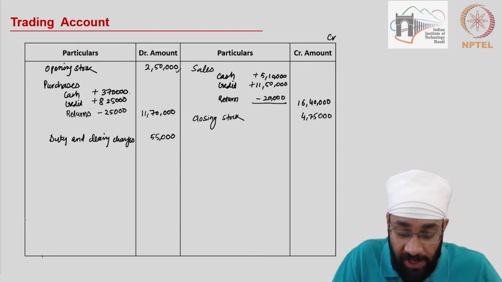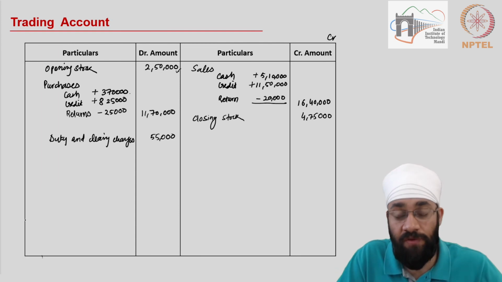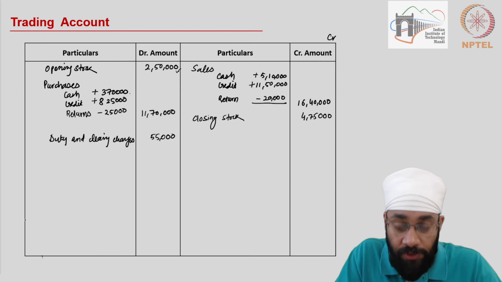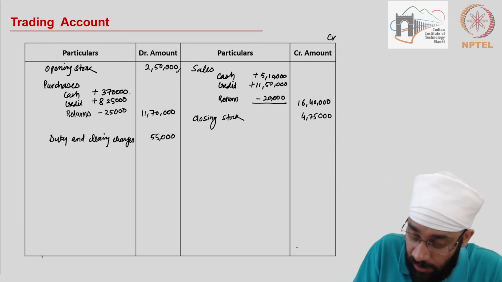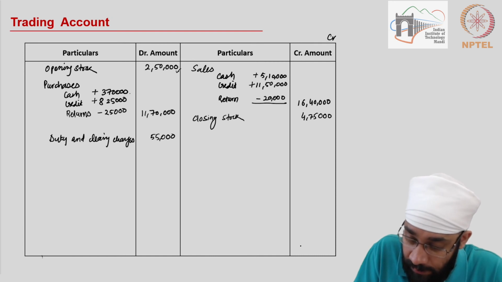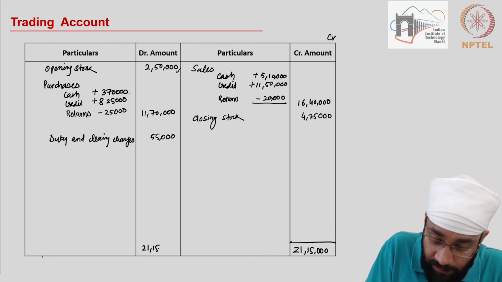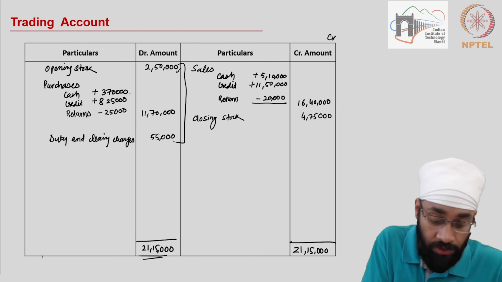So what we have now is the trading account, the first section of the profit and loss account, with more nitty-gritties, with more details. Now we just need to figure out the gross profit or gross loss during the year. So the total on this side becomes 21 lakhs and 15,000. From this total, we are going to deduct the total of this and we figure out the gross profit.